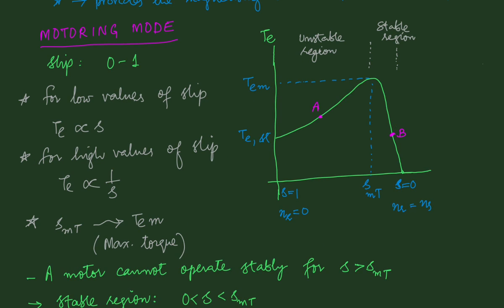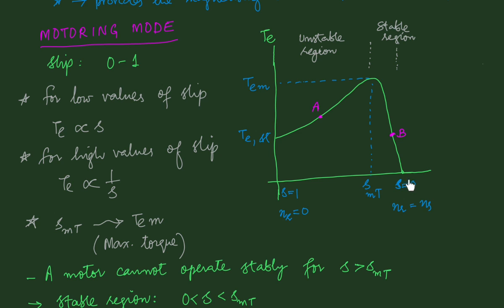Now let's discuss the motoring mode of operation in a little more detail. We have seen that the torque versus slip characteristic in the motoring mode has a typical variation as shown in this figure. We see that at a slip equal to 1, which corresponds to an rotor speed equal to 0, the motor stands still. There is a finite non-zero value of the torque, which is known as the starting torque, represented by T_est. And at slip equal to 0, which corresponds to synchronous speed, the torque developed is 0.